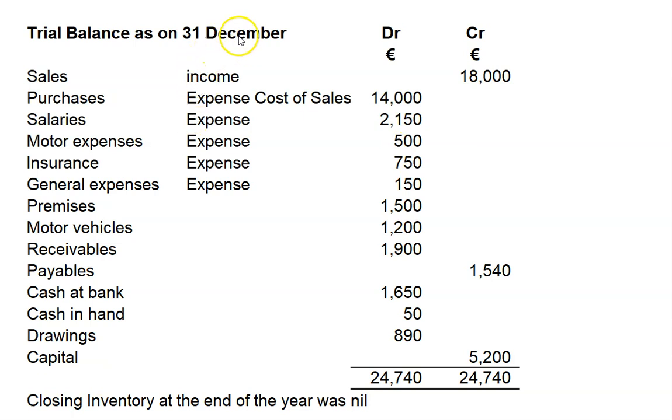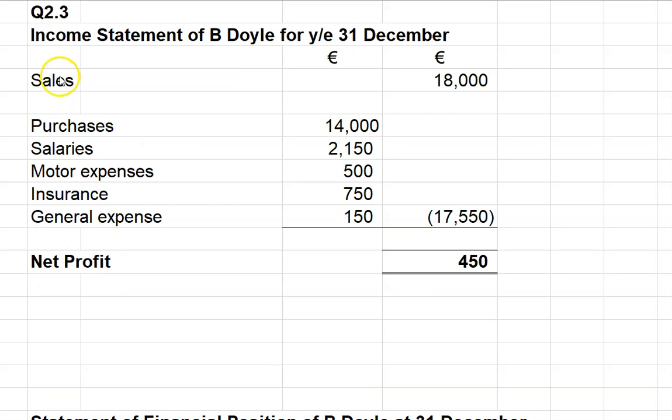The income statement is basically going to be the sales less all the expenses, and that will give you the net profit, which looks like this. I've just taken the amounts from the trial balance. Your total expenses are 17,550, giving net profit.